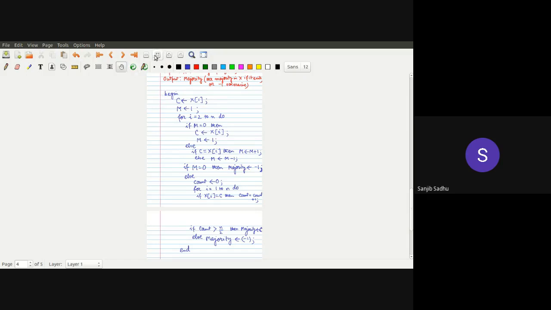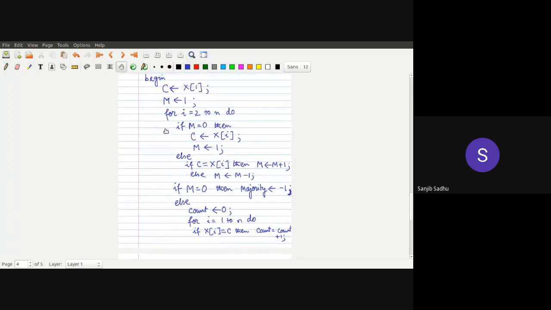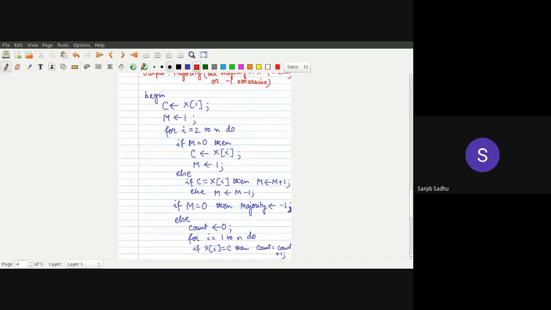Just a minute. Here it will be better if I write like this. See, this loop is from this to this, and this is the else part, the else part is this up to within else this. Fine. And the for loop is from this to this.